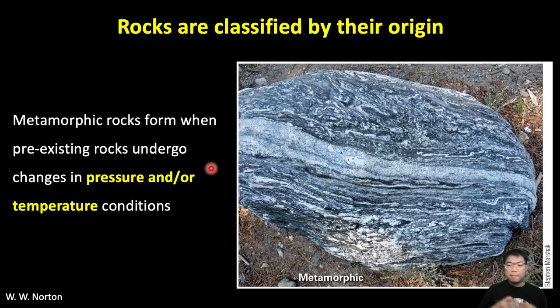The third one is metamorphic rocks. Metamorphic rocks form when pre-existing rocks undergo changes in pressure and temperature. Typically it involves increases in pressure and temperature, and that's the characteristic of a process called metamorphism. When you have that process, you will likely have metamorphic rocks like the ones we see here.